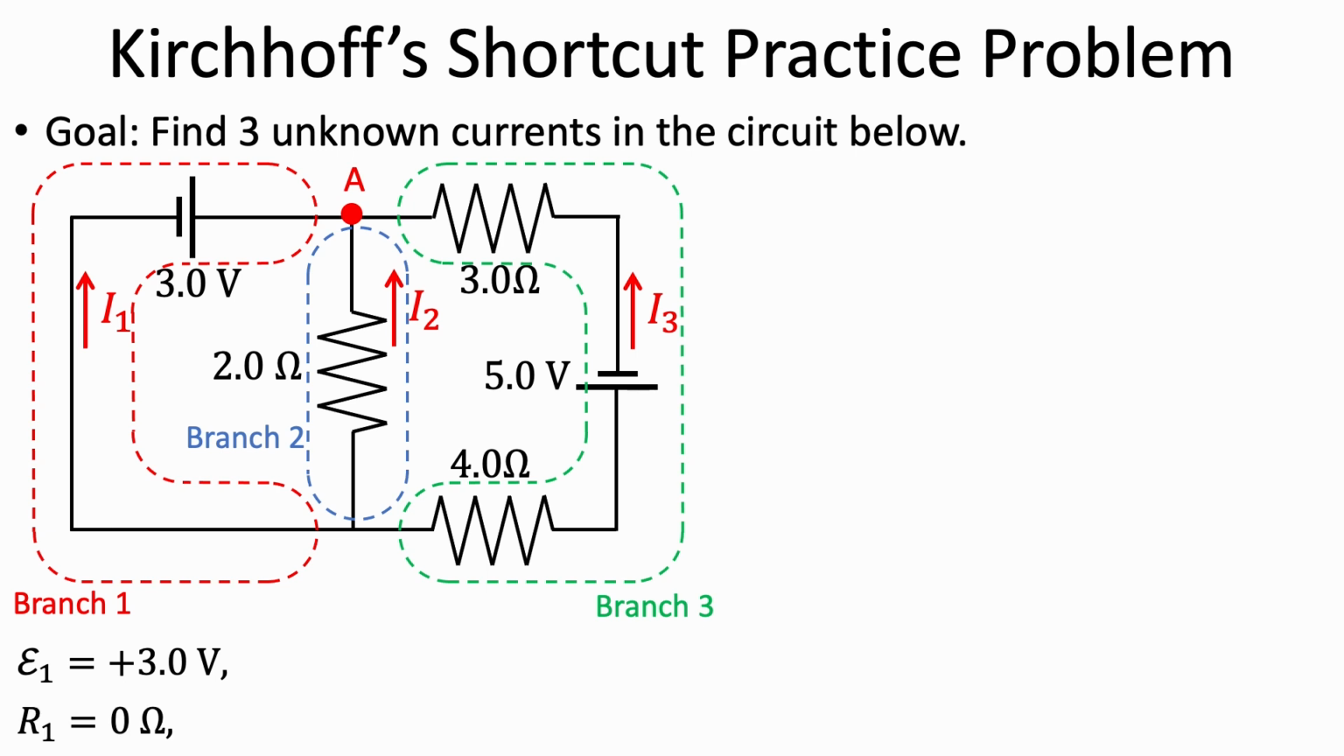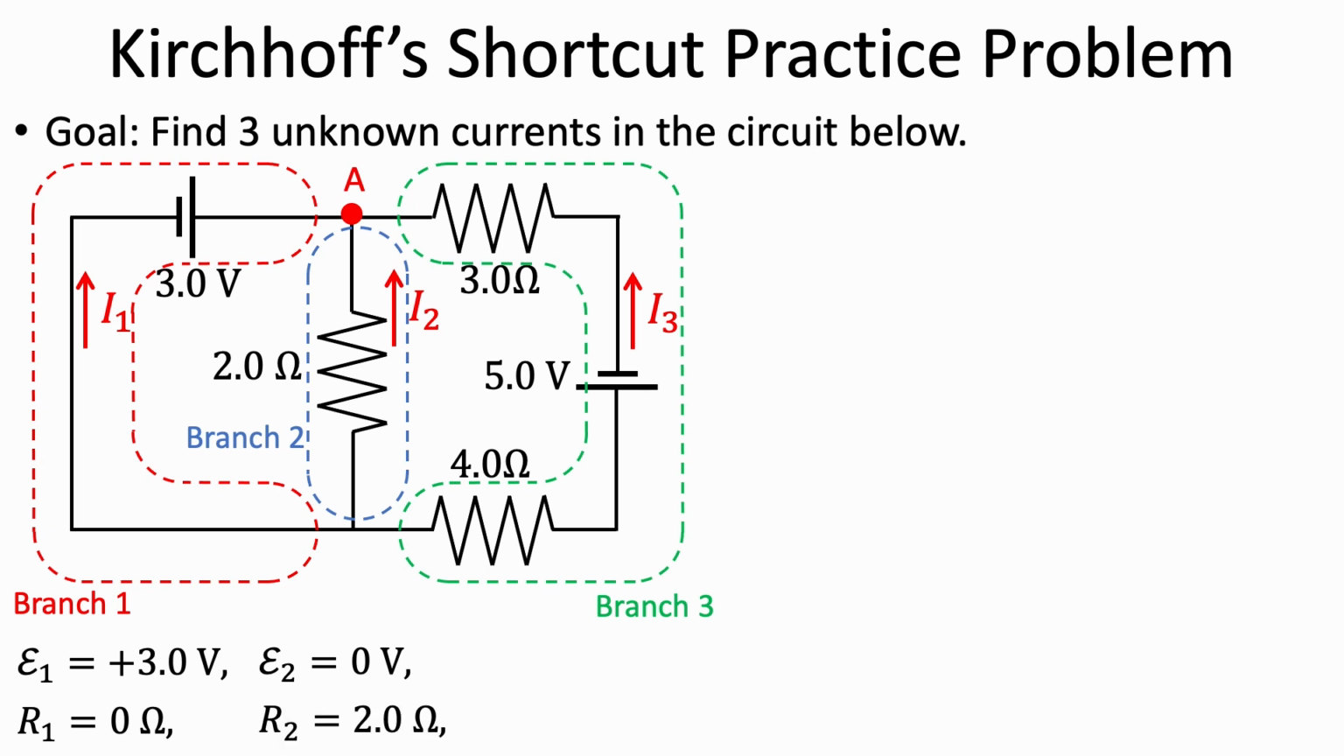R1, is 0 ohms. In branch 2, there's no battery, so the net EMF in branch 2, which I call E2, is equal to 0. Branch 2 has one resistor, and its resistance is 2 ohms, so I set R2 to be 2 ohms.